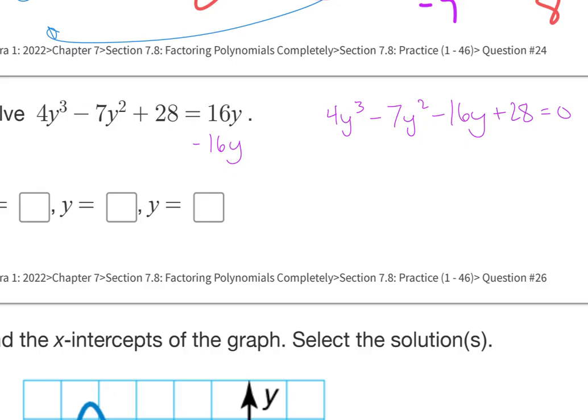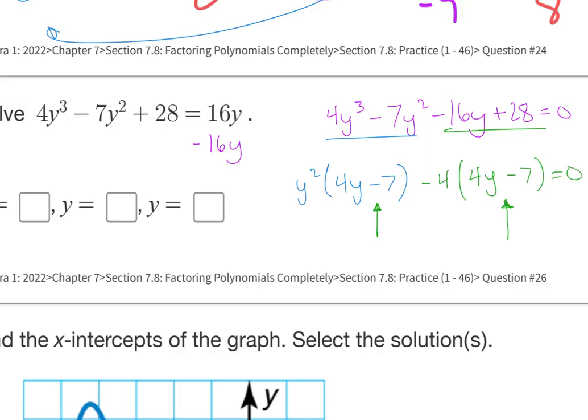They don't all have something in common, but there's a group. So that group has y squared in common. This group has a -4 in common. Why -4? Because I want that piece to match this piece, and in order to do that, I'm going to factor out a negative. So I get positive 4y minus 7 now, and that equals 0. So this is what is going to factor out: y squared minus 4. And these are the groups. It's going to look like that.